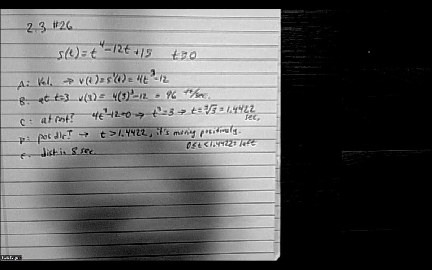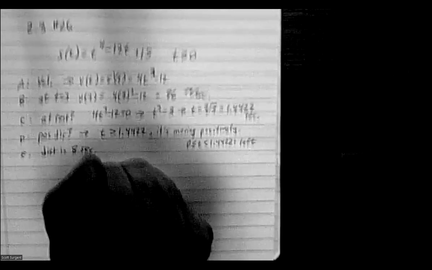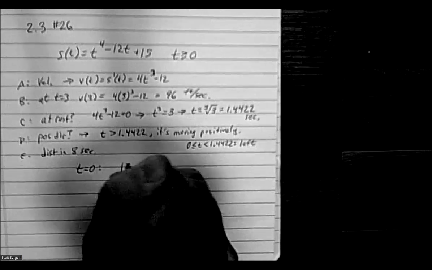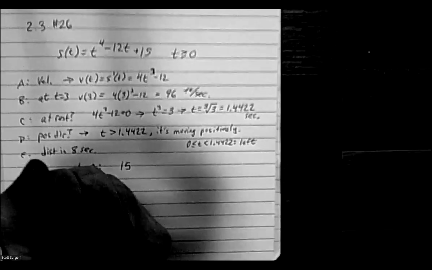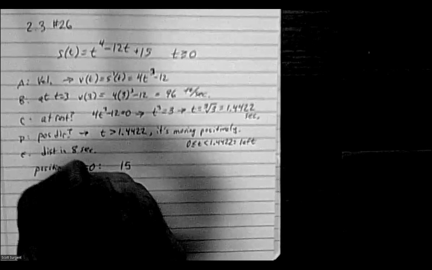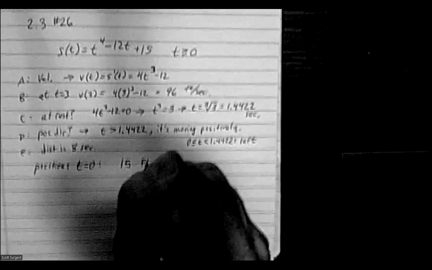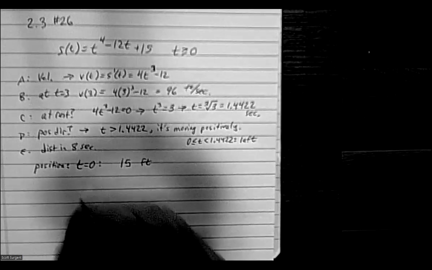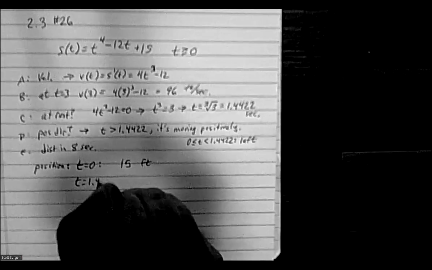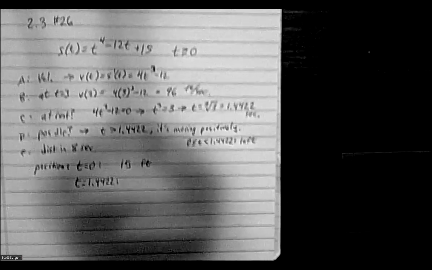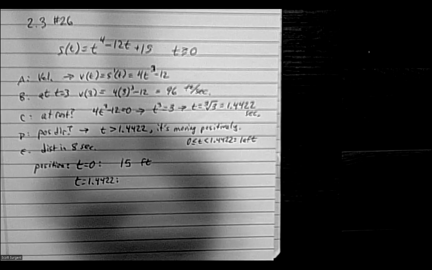What we're going to do here is figure out the position at key times. At 0, we know it was at 15. We know the position. So let me put the position values in. At 0, it's at 15 feet. That's its starting point, 15 feet from the origin. At 1.4422, I've got to put that into the original function. So let me do that. Just take the 4th power, then take away 12 times that number, 1.4422, plus 15, and I get 2.0198.